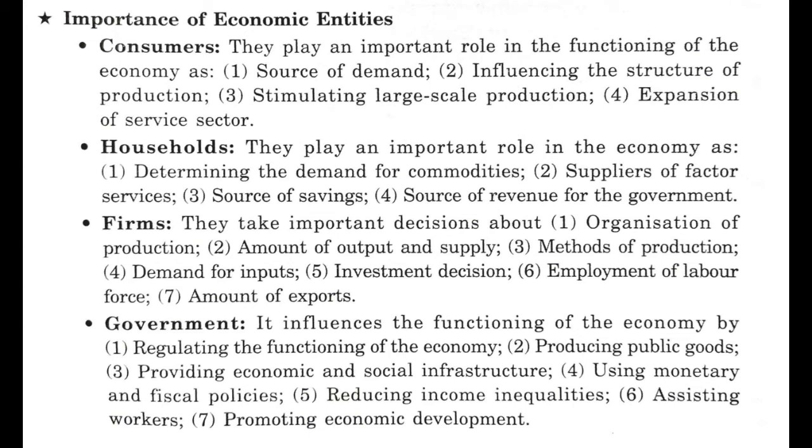Now firms. They take important decisions about organizing production, the amount of output and supply, how much production needs to be done and how much supply is to be done. It is decided by the firm. And methods of production. Which method is to be adopted for production is decided by the firm. Then demand for inputs like raw materials, investment decisions, where to invest, and employment of labor force, how much labor is to be employed in production, also depends upon the firms, and the amount of exports to other states or other countries is decided by the firm.